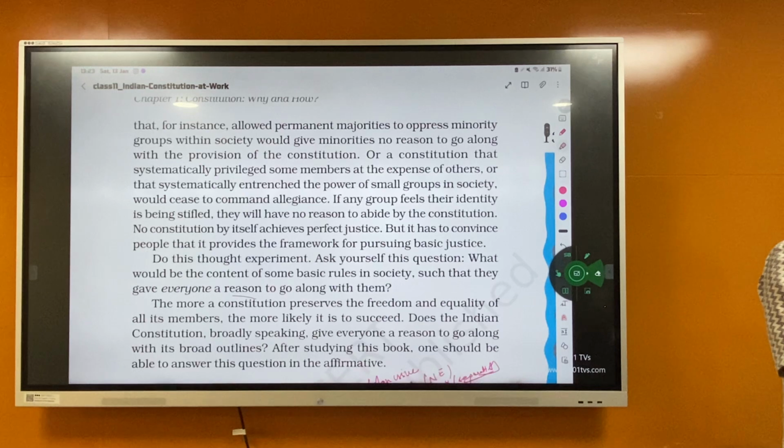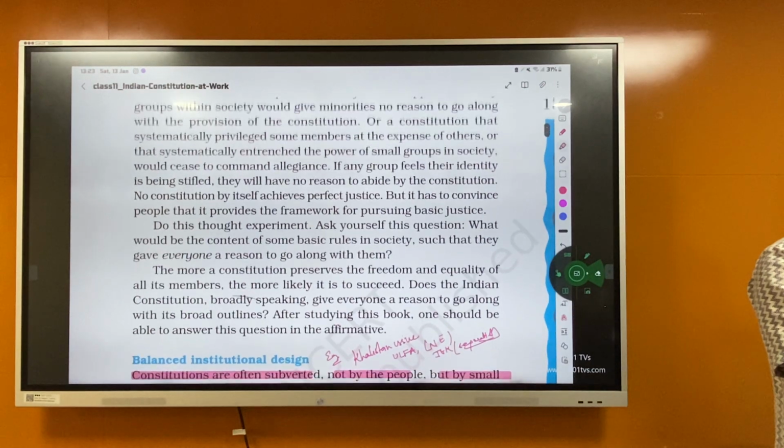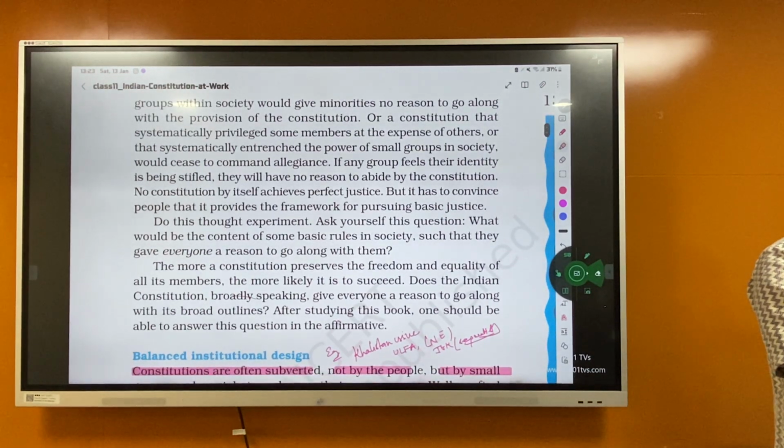Next, a constitution that systematically privileges some members at the expense of others, or that systematically entrenches the power of small groups in a society, would cease to command allegiance. If any group feels their identity is being stifled, they will have no reason to abide by the constitution. Exactly. And where do we see this kind of thing?